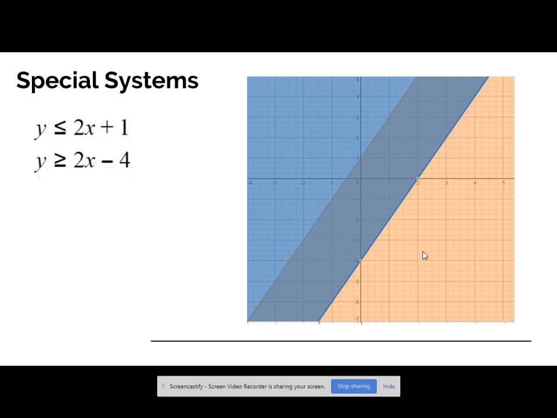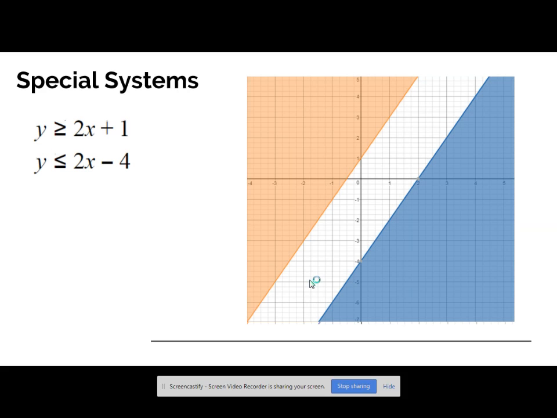Another way is if the first equation, the yellow line, is shaded below, and for the second equation, the blue line, it's shaded above the blue line. In this case, the solution set is in between the two parallel lines. So it's not below, it's not above, it's in between the two parallel lines, and all the possible solutions are in here.